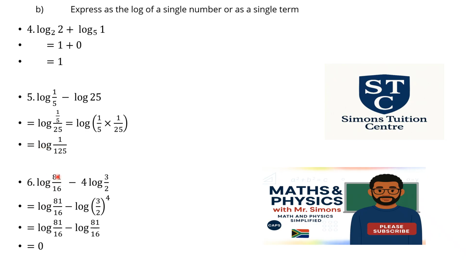Number 6, log of 81 over 16 minus 4 log of 3 over 2. So first I'm going to leave that as 81 over 16. The 4 I'm going to take across and make it an exponent. So 3 over 2 to the power 4. And then we have log of 81 over 16 minus, so 3 to the power 4, 3 times 3 times 3 times 3 is 81, and 2 to the power 4 is 16. Now they're the same, so anything subtracted by itself equals 0. That's called the additive inverse that you learned in grade 8.